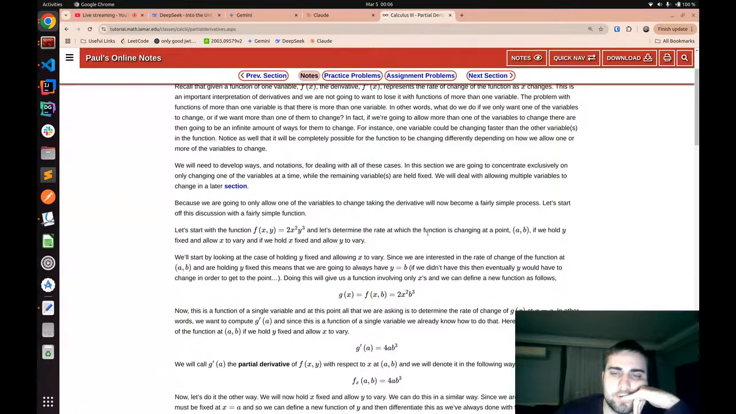Let's rewrite the function of x and y. We hold y fixed and allow x to vary, and then we hold x fixed and allow y to vary.